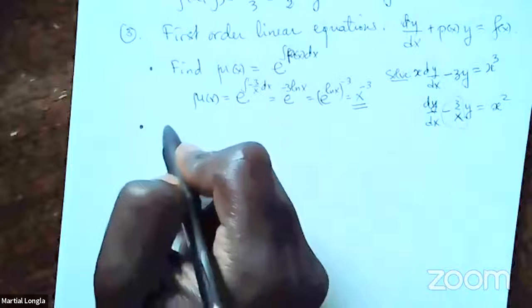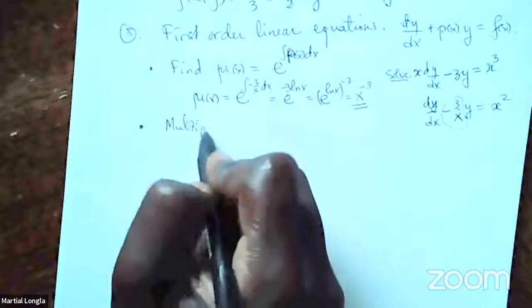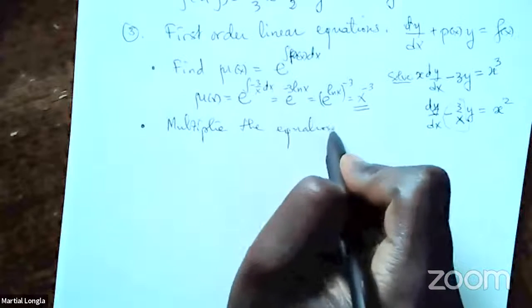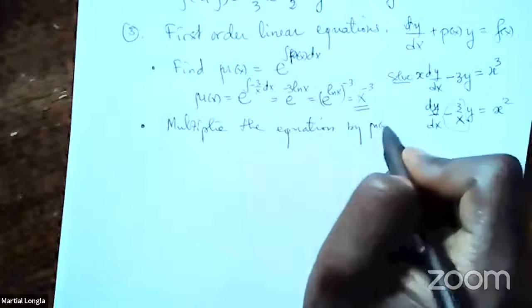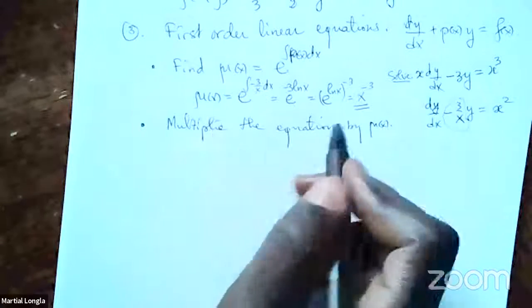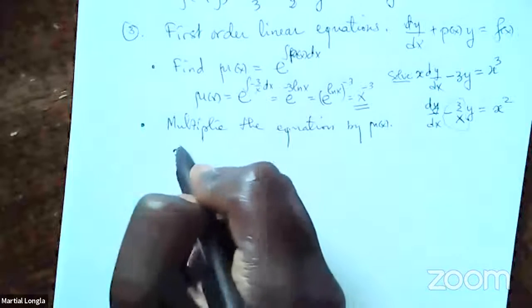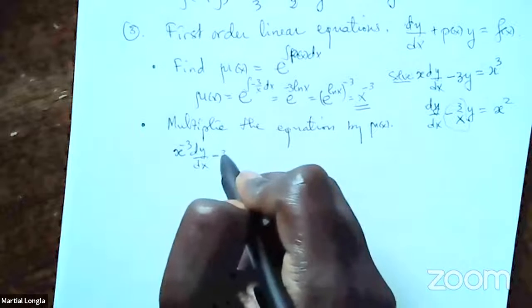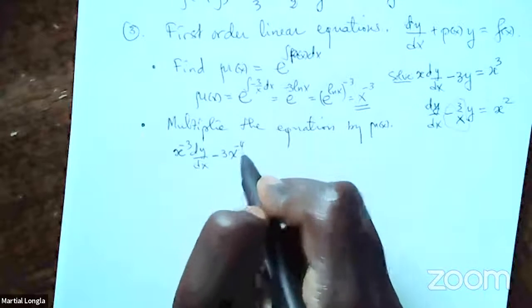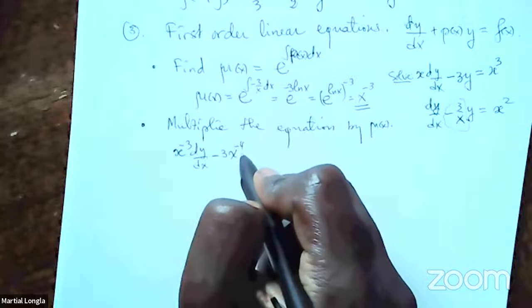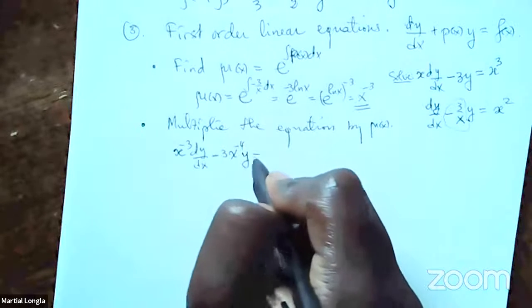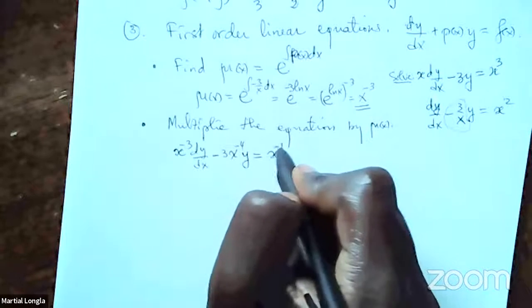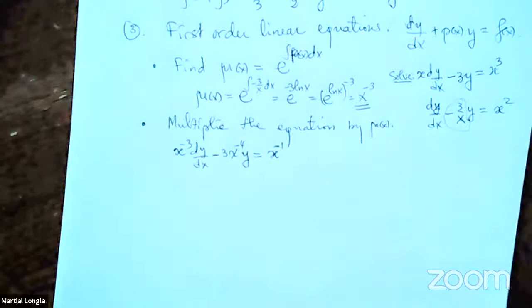Next step, multiply the equation by mu of x. In our example, that's going to be x to the minus 3 dy over dx minus 3 x to the minus 4 y equals x to the minus 1, because I multiply x squared by x to the minus 1.